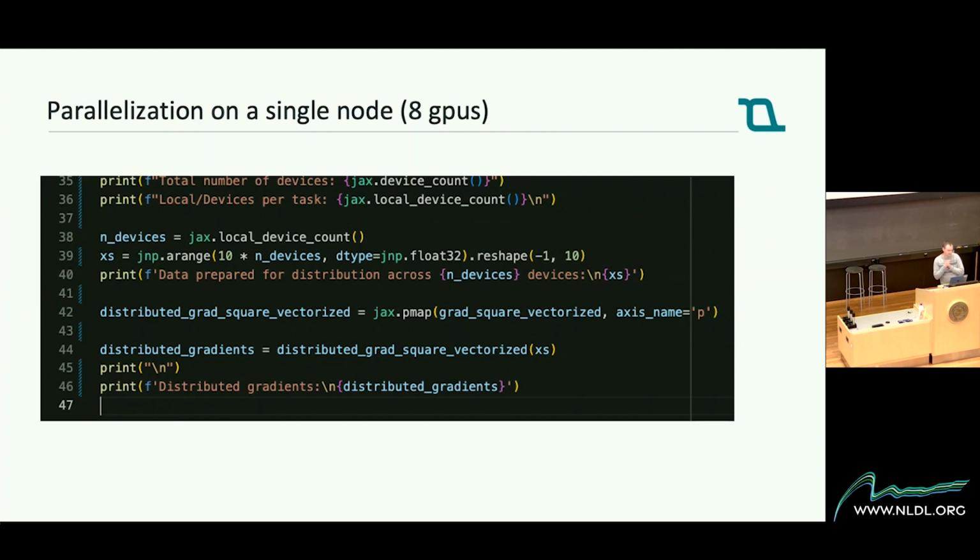Right. So first I want to show you how, I want to say easy, because at least there's not many lines of code, to distribute this. We take the vectorized grad squared, and the only thing we do is use the pmap function.